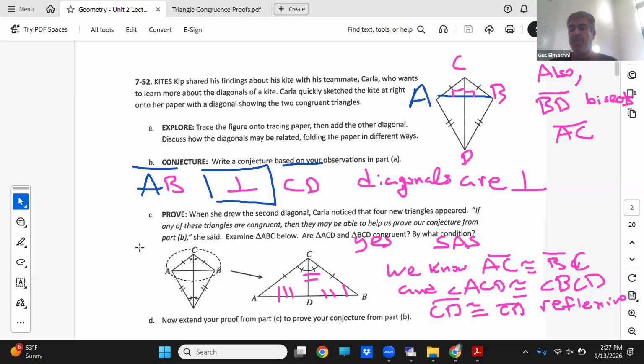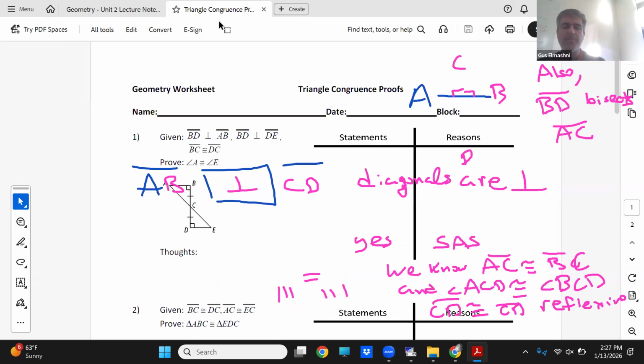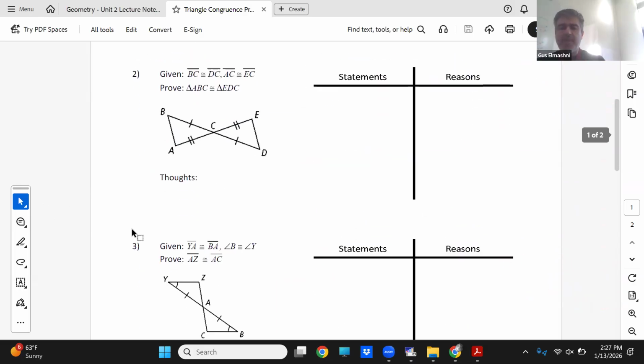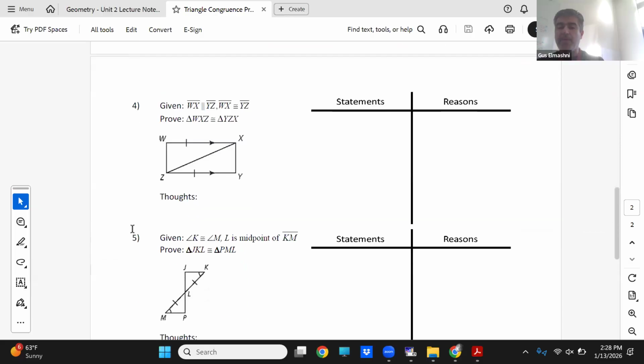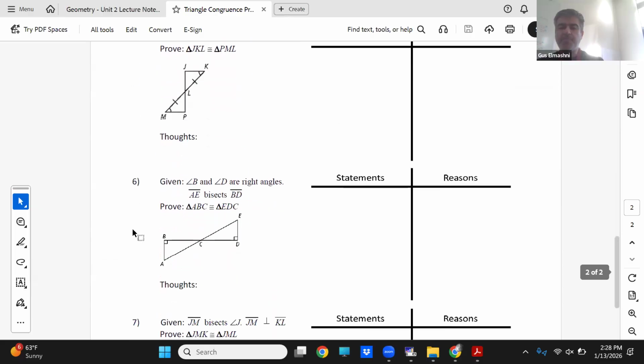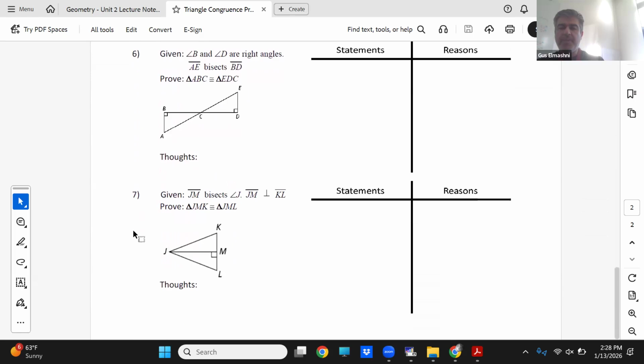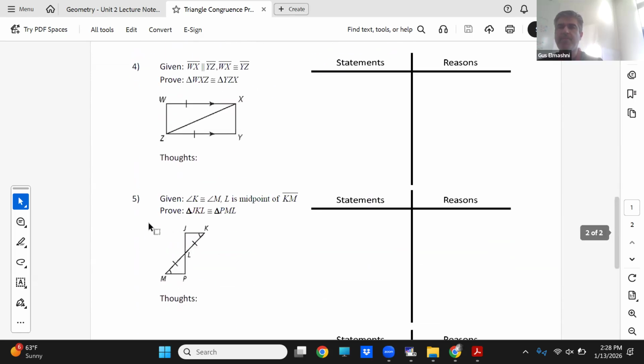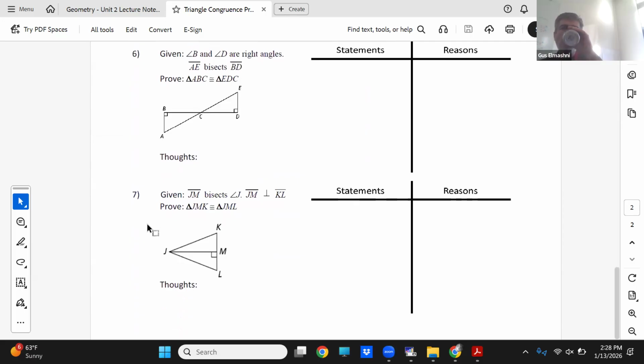Homework is going to be that single sheet that I put in front of you. It's 7 proofs. It's just more practice on proofs. I don't have an answer key for it yet. I'll make one when I get a chance. These should be pretty short proofs. And that's all. We're all done for today.